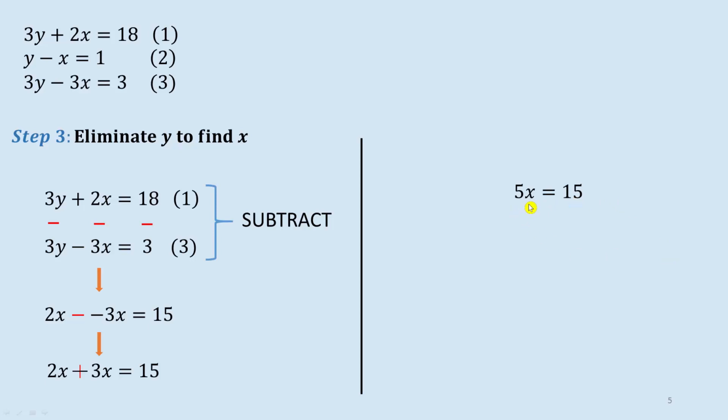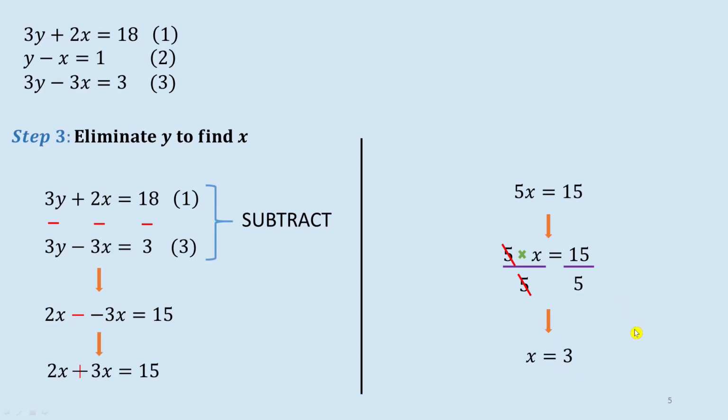Now as from lesson 1, 5x is the same as saying 5 times x equals 15. So 5 times what gives me 15? What do we need to do now? We need to get rid of this 5. How do we do that? We divide by itself, by 5, because 5 divided by 5 gives us 1. So they cancel, and we're just left with the x. On the right hand side, 15 divided by 5 gives us 3. So x equals 3.